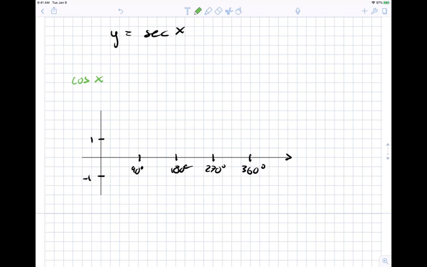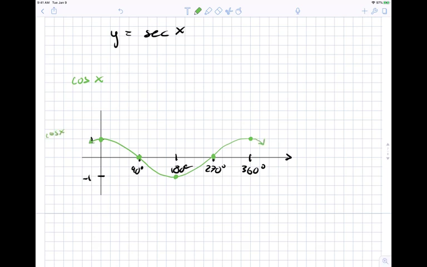Okay, so here's the first point for cosine, then it goes where? It goes down to the middle, and then it goes to the bottom, to the minimum, and then back to the middle, and then back to the max, which is here. If we connect it with a smooth curve, cosine looks like this. So this is cosine of x.